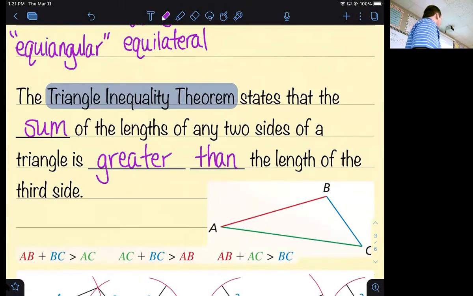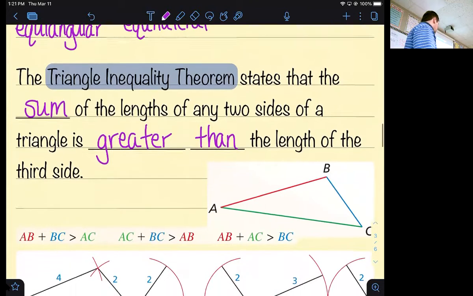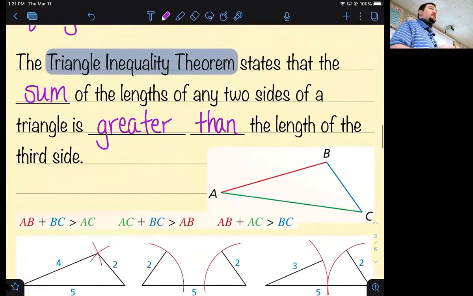So the only time this comes into play is when you're looking at the 2 shorter sides. Obviously, the long side and a short side is going to add up to be greater than a short side. So the only time this comes into play is when you have 2 short sides that don't add up to be longer than your longest side. Even if it's equal to the longest side, it will not work. It's got to be greater than, not greater than or equal to.